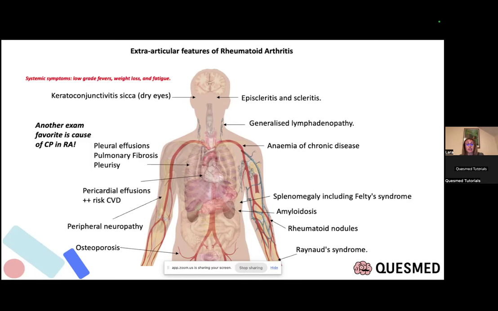And amyloidosis actually just refers to misfolded proteins. They're not quite like prions, but they're misfolded proteins that just deposit everywhere, and they just cause failure of different organs.